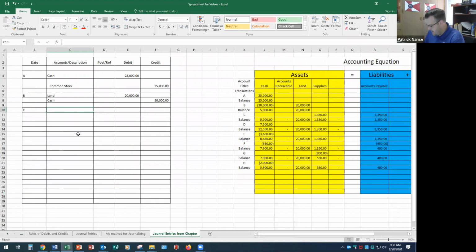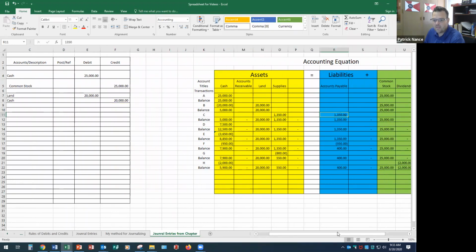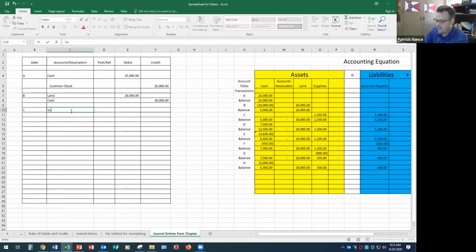So transaction C says Net Solutions purchased supplies on account for $1,350. Over here, we see we increased supplies by $1,350 and we increased accounts payable by $1,350. So supplies is an asset account, and I don't expect you to be as fast as I am at this yet. An asset's normal balance is a debit. It is increased with a debit. So I debit supplies for $1,350. Accounts payable also goes up, but it is a liability. A liability's normal balance is a credit, so it is increased with a credit. So I credit accounts payable for $1,350.